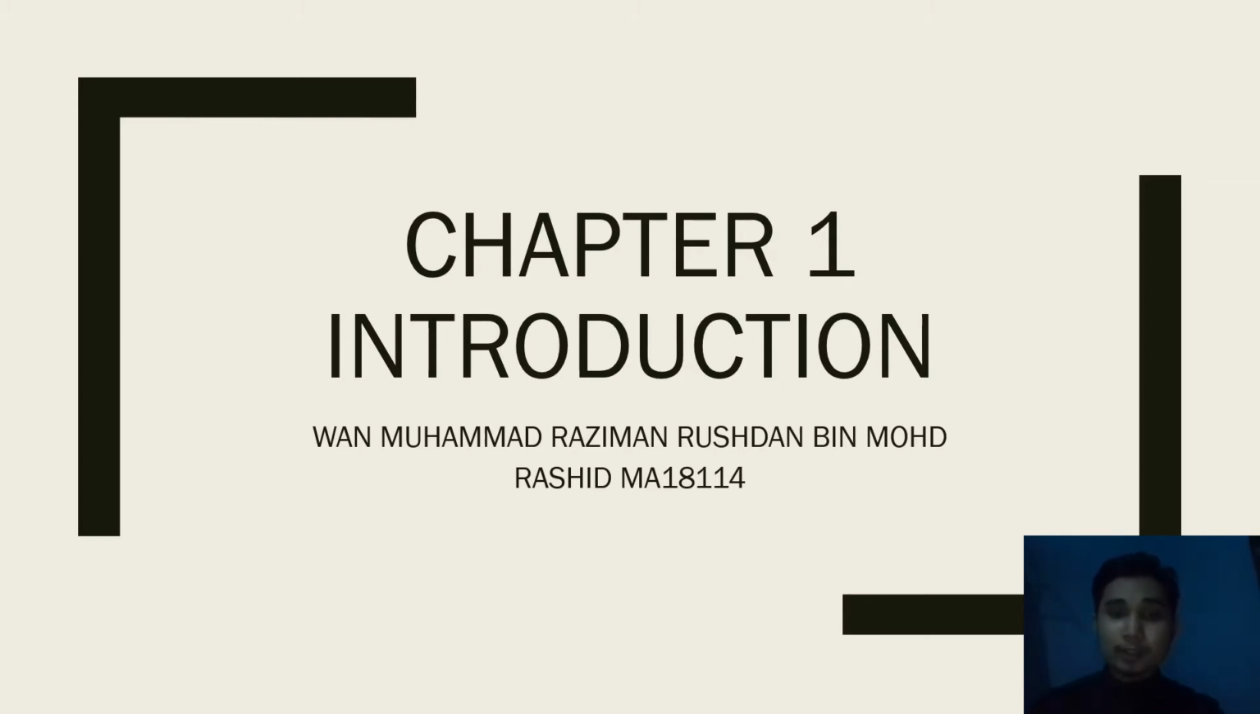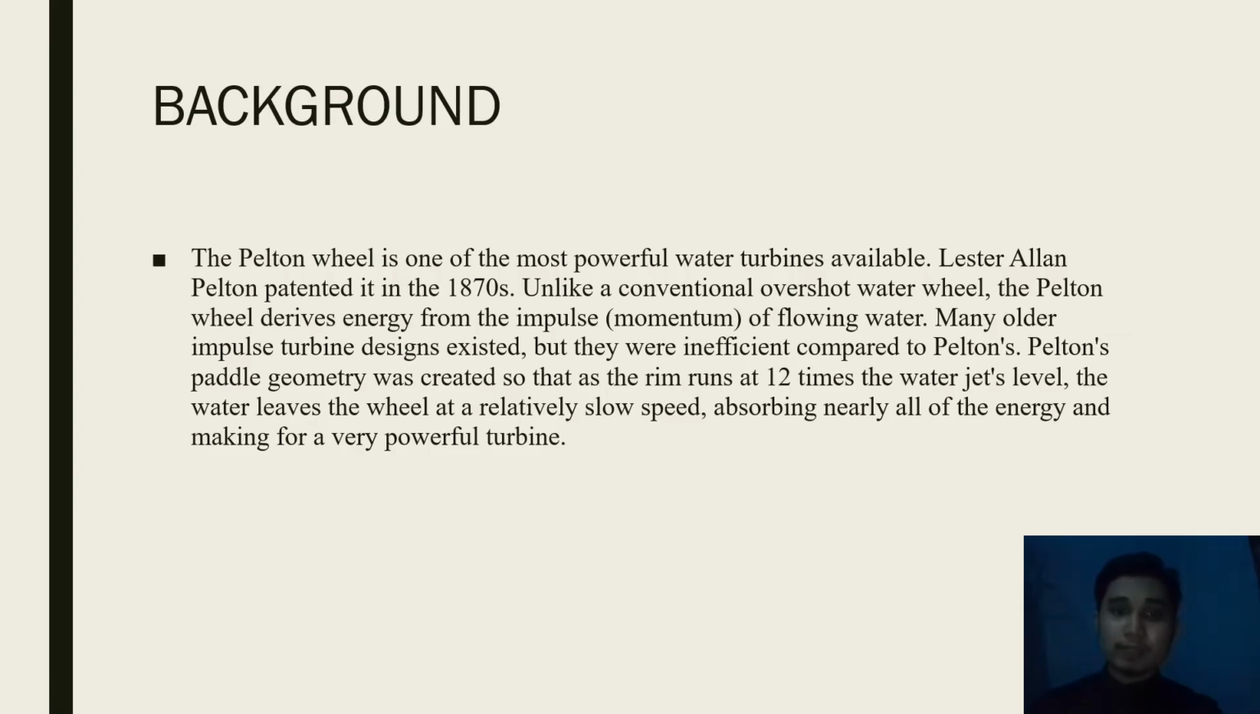Today, I will discuss the introduction to Experiment 5, determination of performance and efficiency of Pelton turbine. Firstly, the background. The Pelton wheel is one of the most powerful water turbines available. Lester Alan Pelton patented it in 1870. Unlike a conventional overshot water wheel, the Pelton wheel derives energy from the impulse momentum of flowing water.